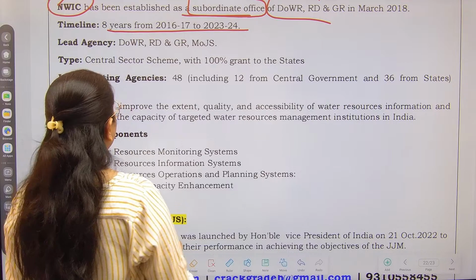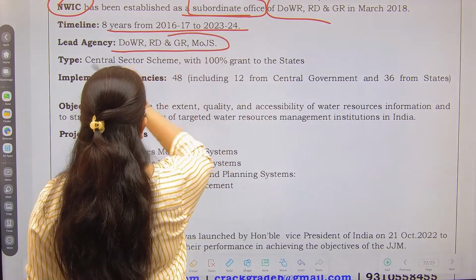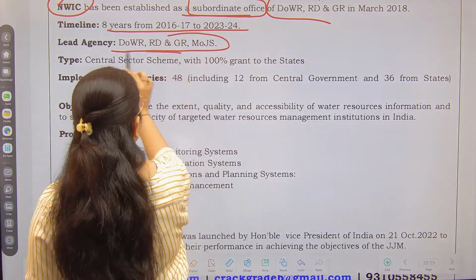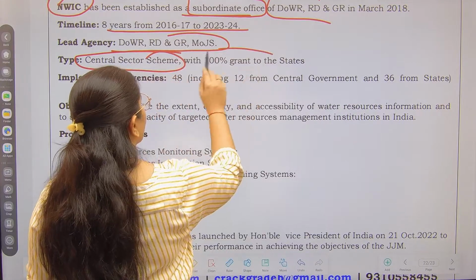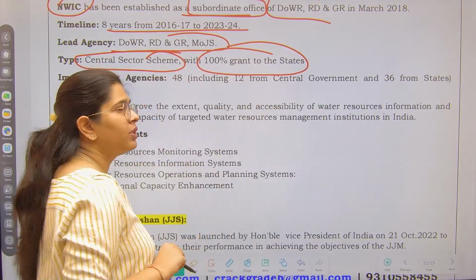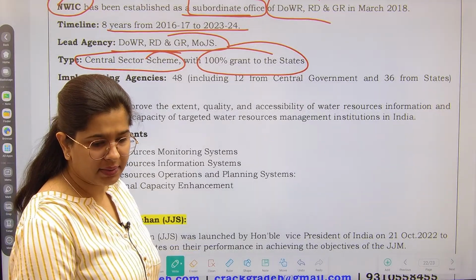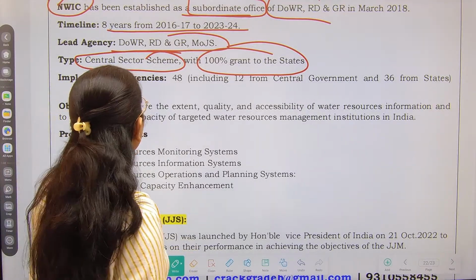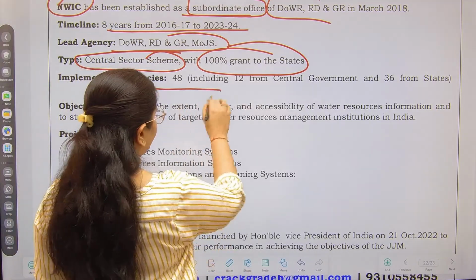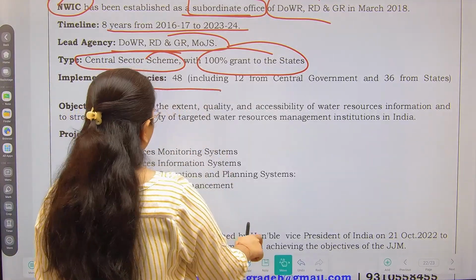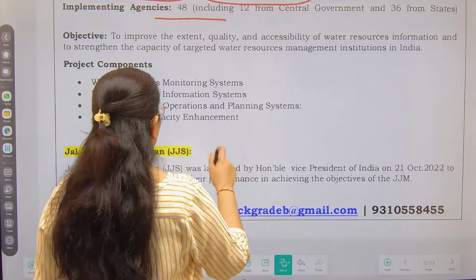Moving ahead, who is the lead agency? So Department of Water Resources is the lead agency. It is a central sector scheme. Central is providing 100% grant to the states. Nothing is being provided by the states. The states are not contributing. Implementing agencies are 48, 12 from central government and 36 from states. No need to remember.